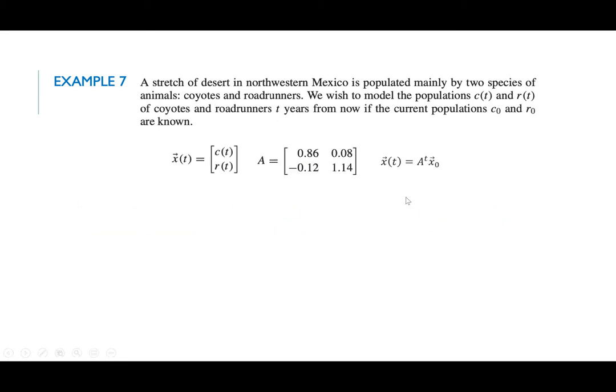Okay, here's our setup: our state vector, our matrix, and then we have this equation. The state vector at time t is A to the t times our initial vector, our initial population.